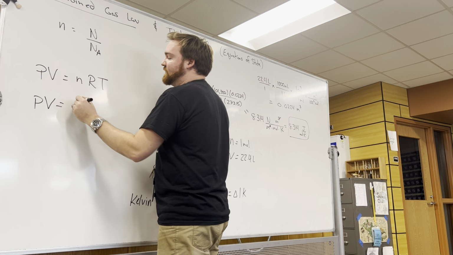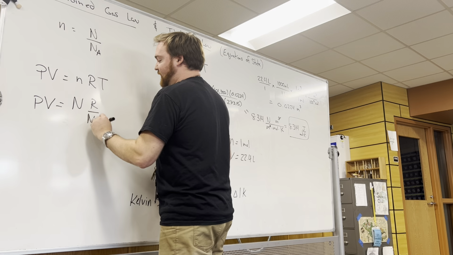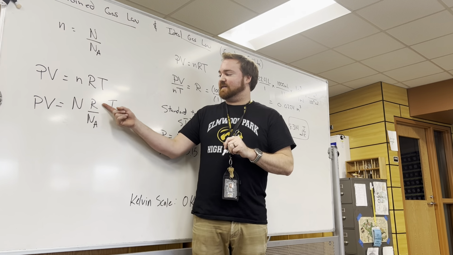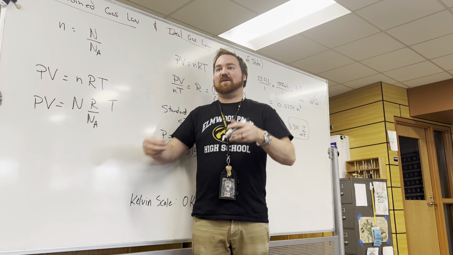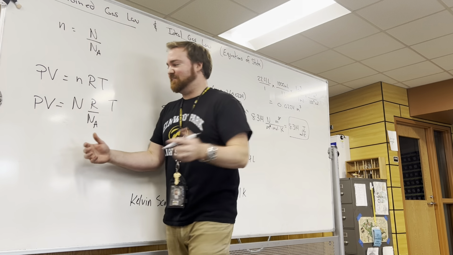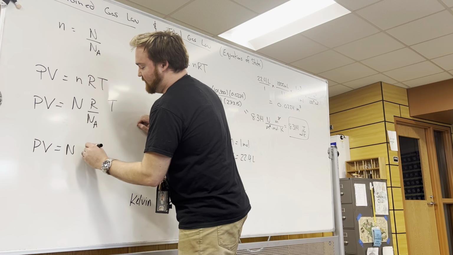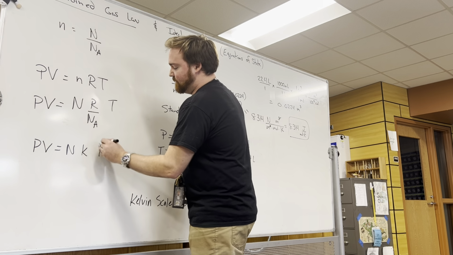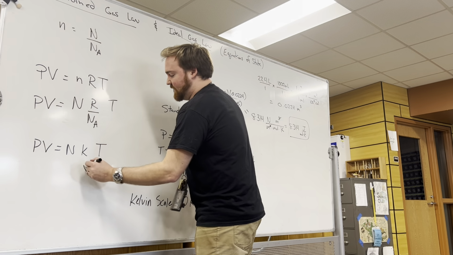PV equals capital N R over NA, I'm going to write it like this, times T. And the reason I'm writing it like that is because R is a constant and Avogadro's number is a constant. So those two constants become another constant. And that constant gets a special name. It gets the symbol capital K, or actually k. And that is called Boltzmann's constant.